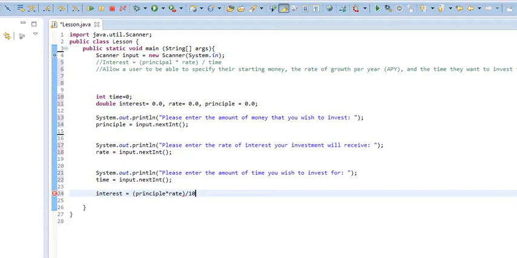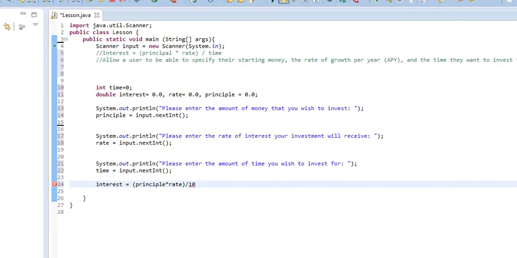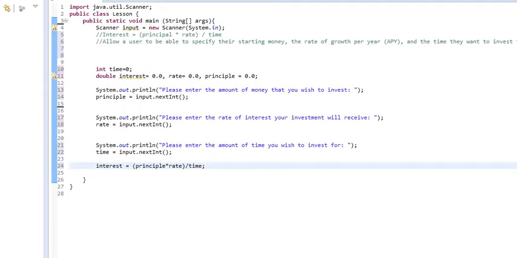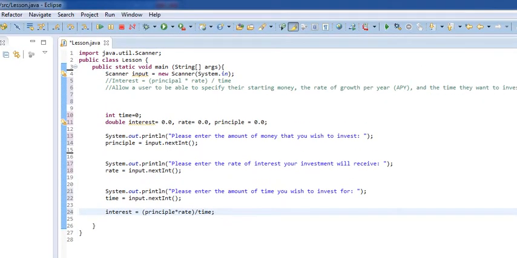Over time. And so this is going to have, how did I end up with 10 there, not time? So clearly I'm thinking very well. So let's just take a look at how this works. And you guys are going to notice something interesting about this. So this is indeed the formula for interest, but there's something that's going to happen here.